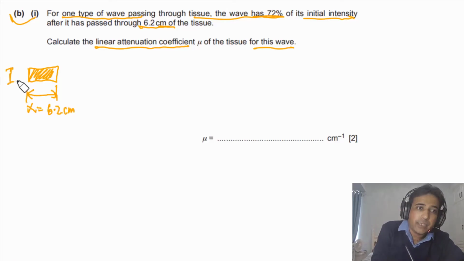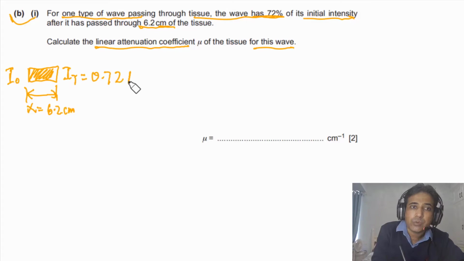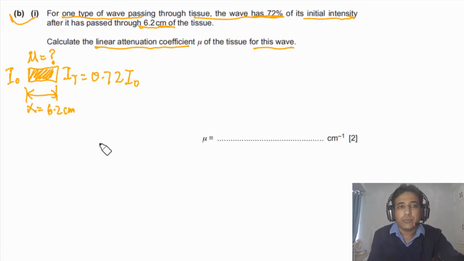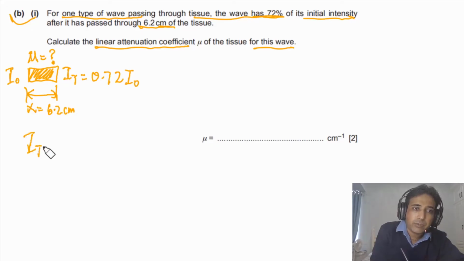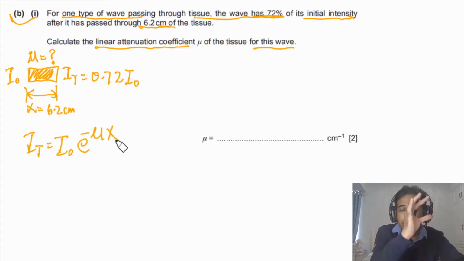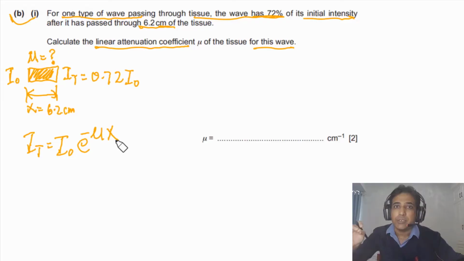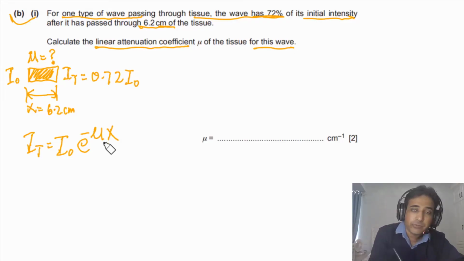Imagine that the initial intensity is I naught. So the transmitted intensity in this case will be equal to 0.72 times I naught, and we need to calculate the value of mu for the tissue. So we have to use I_T, the transmitted intensity, which has to be equal to I naught e to the power of negative mu x, because intensity will decrease exponentially. So we have to use this formula.